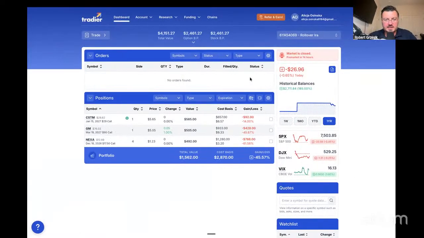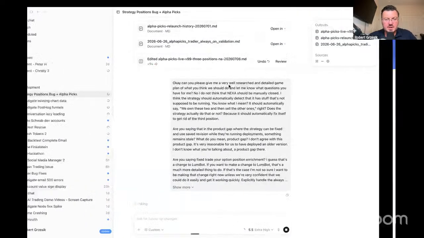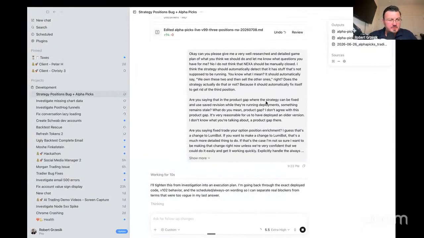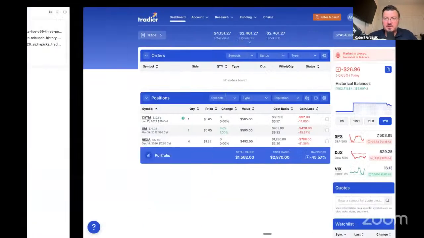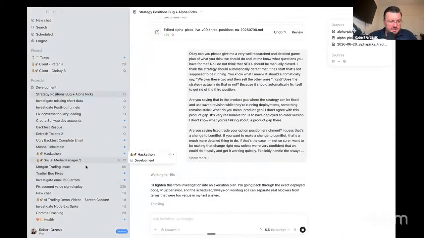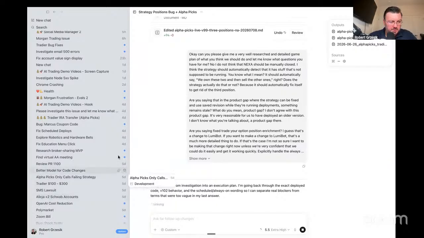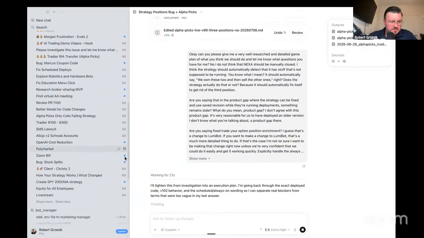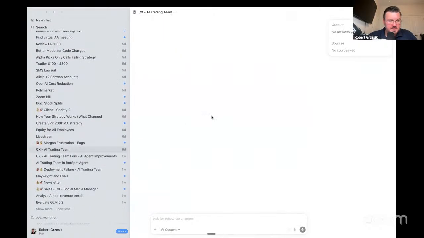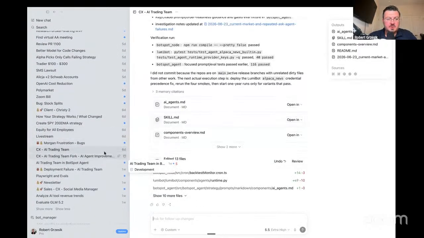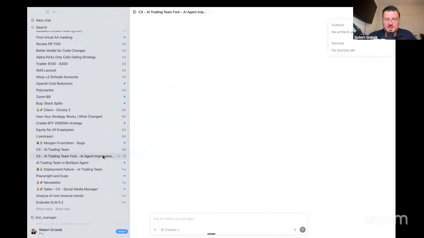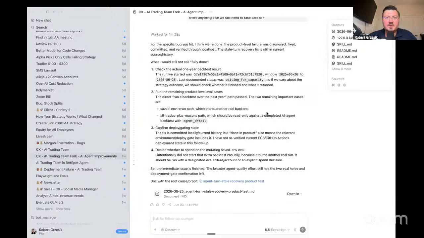Okay, cool. So I'm going to get that moving. So this is our Alpha Picks right here. We'll get that sorted in the background. And then let's talk about these AI strategies. So let me pull up where we were working on that. There's the AI trading team. And we already started on this on the AI agent improvements. This is stuff that we're already working on.